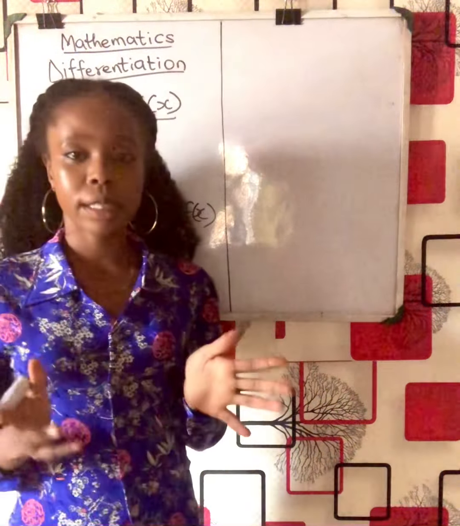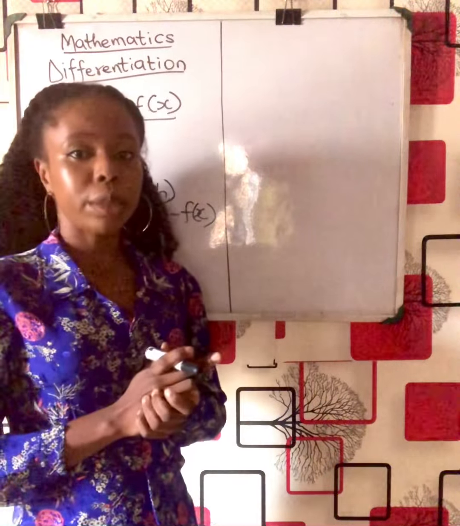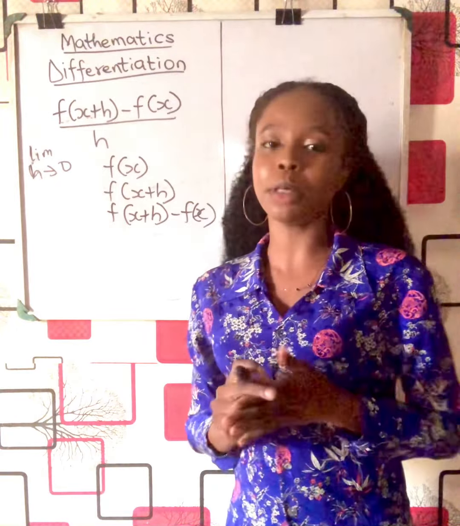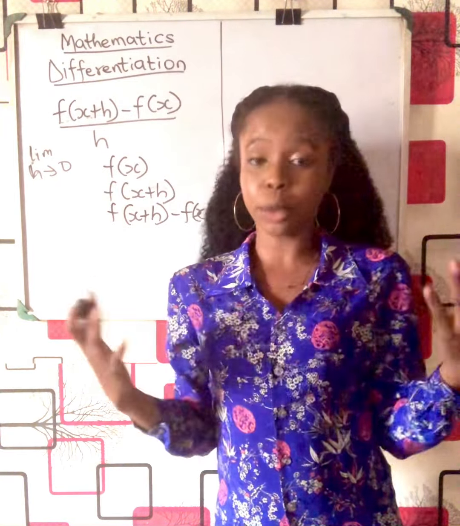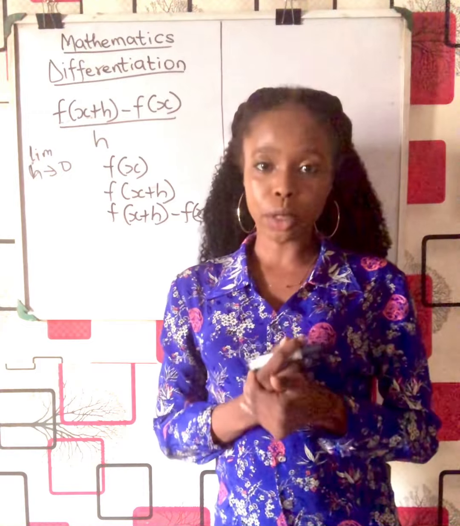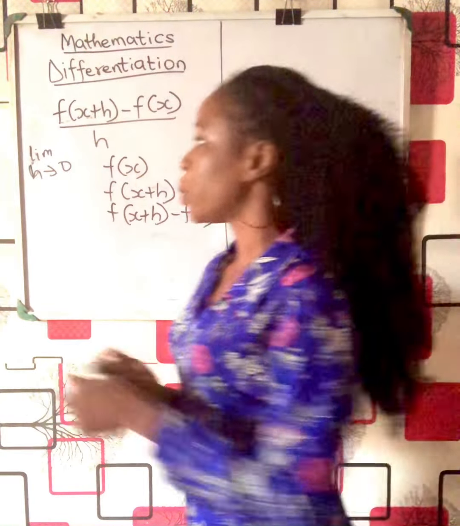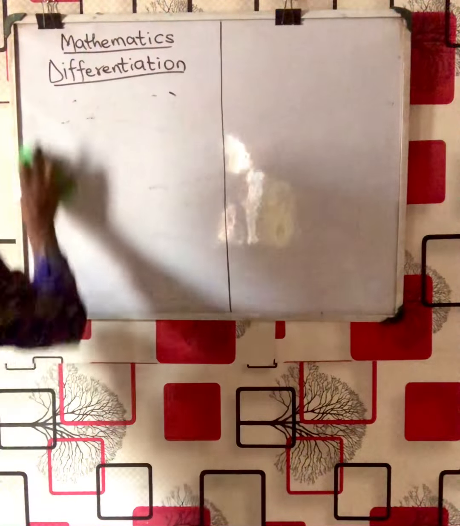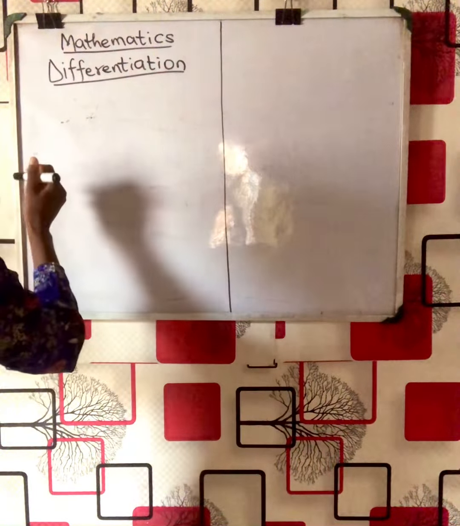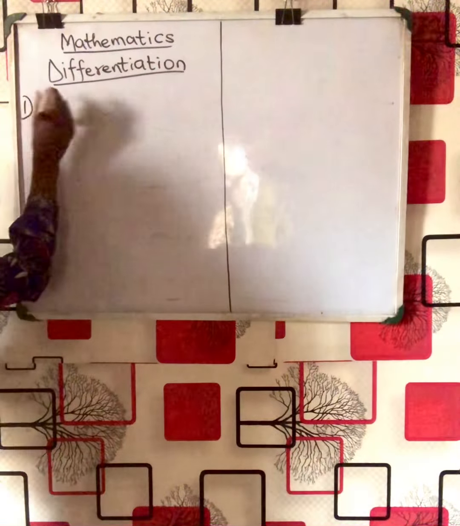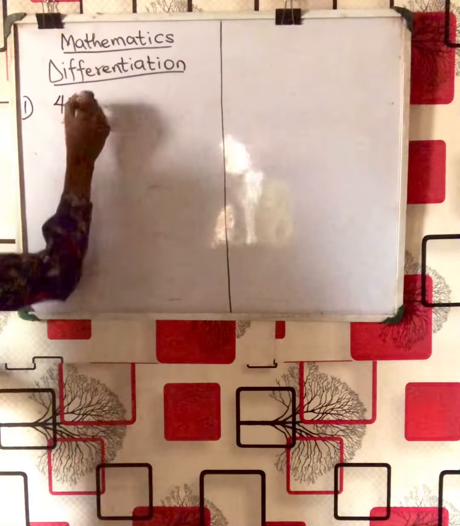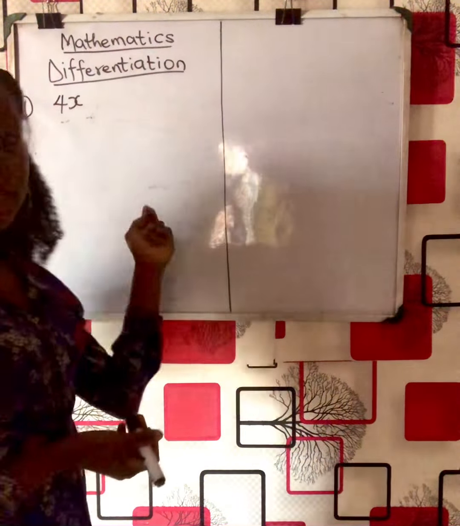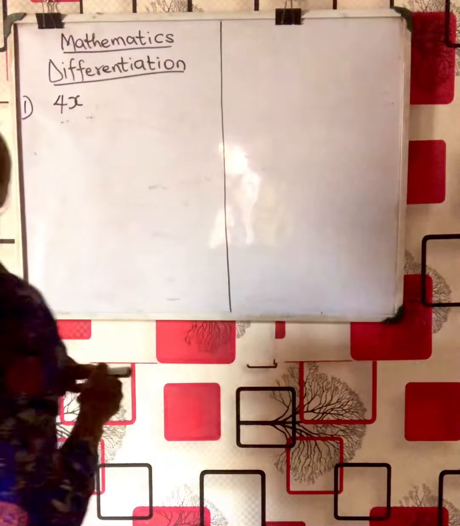Alright, I'm going to solve this in two phases. One will be maybe the long way of doing it. Then the other one, I will try and see if I will get a shorter means. So it depends on you, anyone you understand, and anyone that works for you. Do you get? So let's take, for example, when we are solving 4x. So we have to get the derivative of 4x using the first principle.